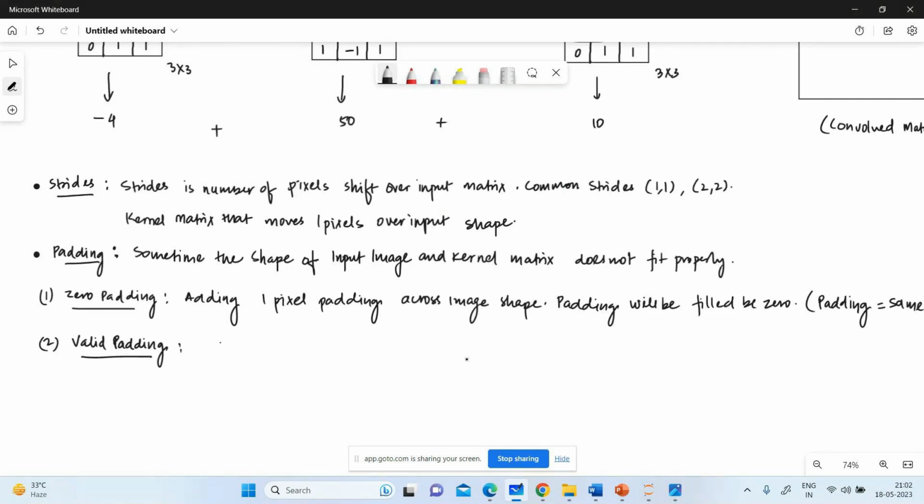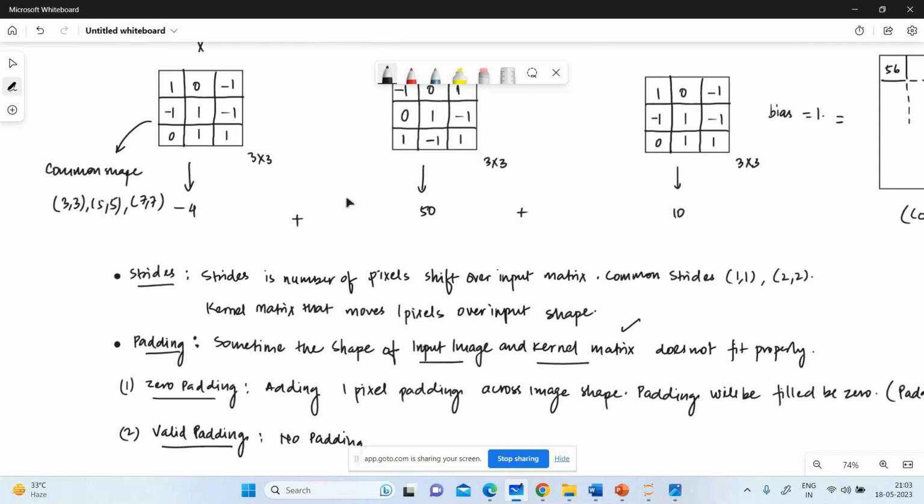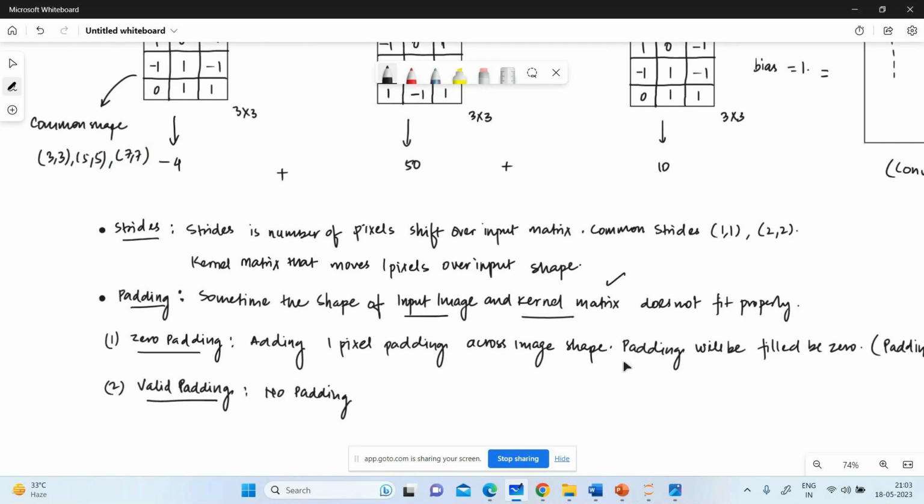This means that there will be no padding here. Why is it required? Why padding? Remember that sometimes the shape of the image and the kernel will not fit. Remember the kernel matrix is 3 cross 3 or 5 cross 5 or 7 cross 7. This is your kernel, right? These are the common shapes. The larger the size, by that margin your image will be reduced.